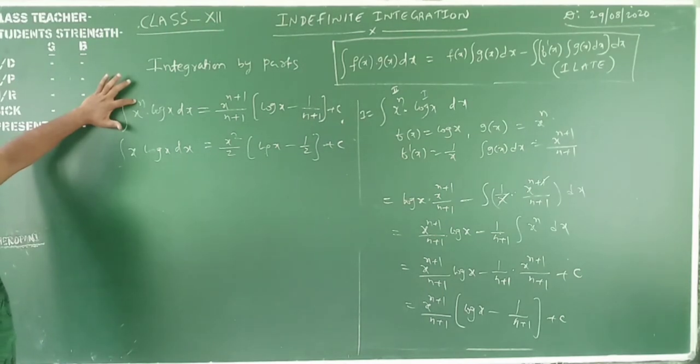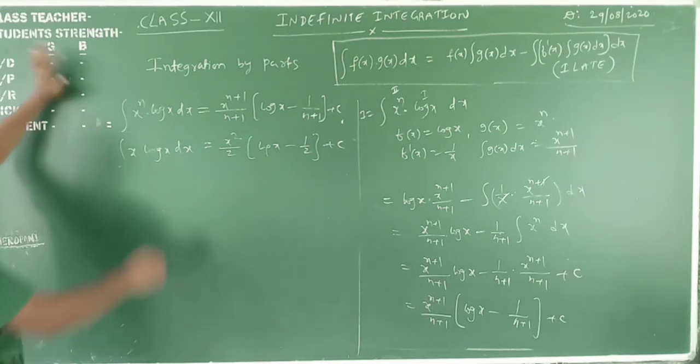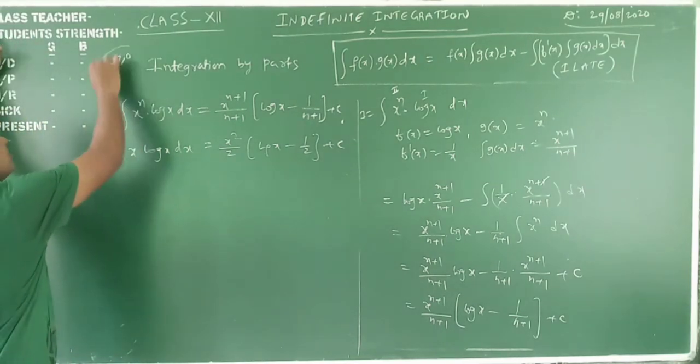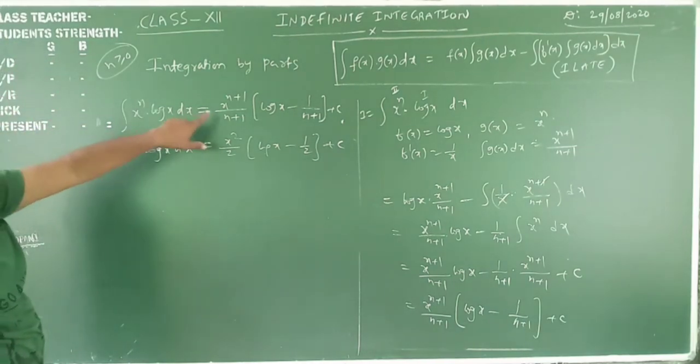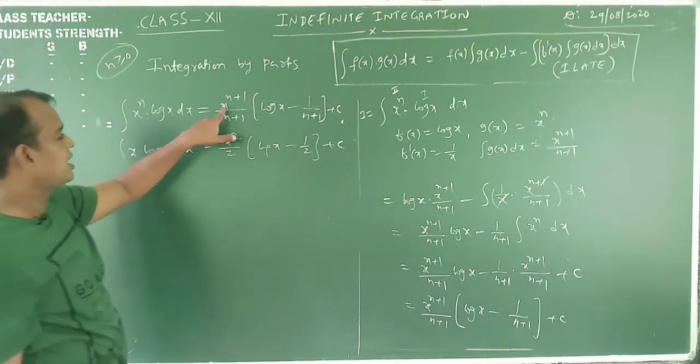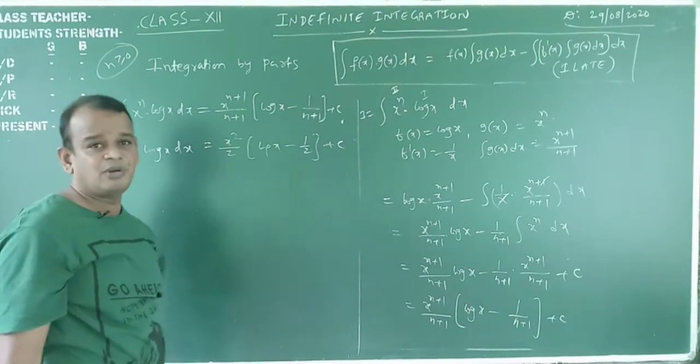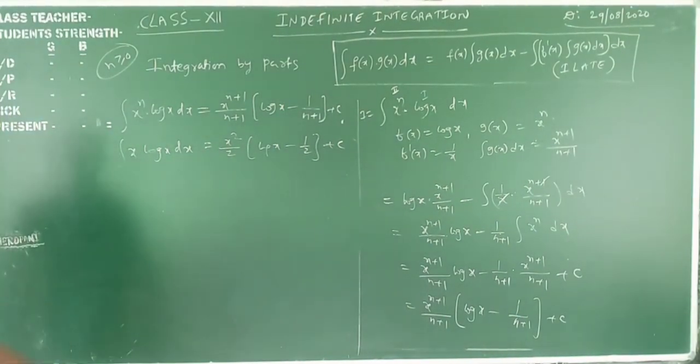Okay, my dear students, what if n value is 0? No problem at all. n greater than or equal to 0. n value 0 means integral of log x, which equals x log x minus 1. Okay, no problem at all. For n greater than or equal to 0. n is a whole number, n belongs to W, whole numbers, not negatives.